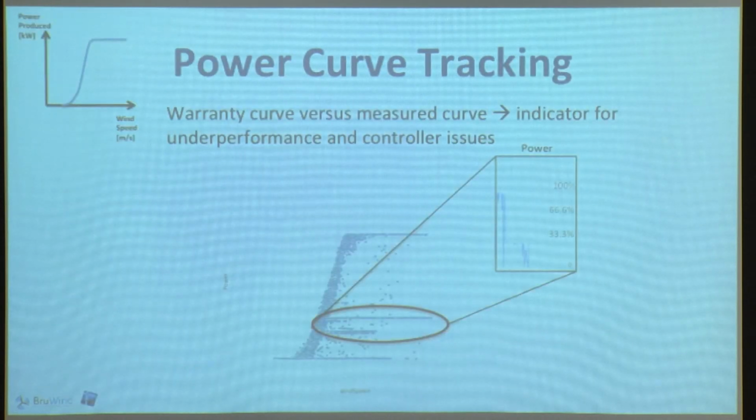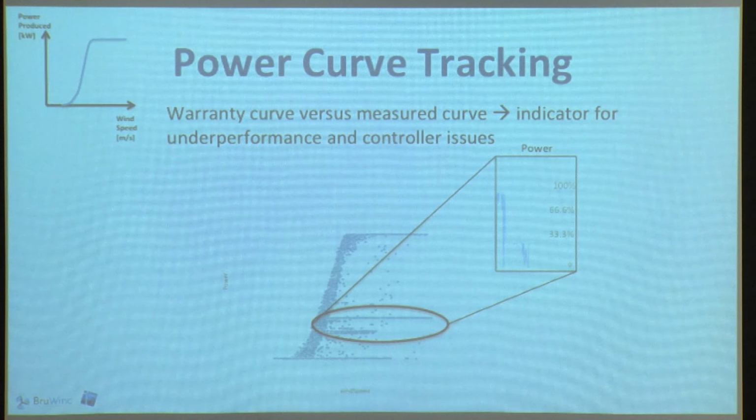You have a warranty curve, so the power curve that I introduced before, and you have reality. And what you try to do is keep track of how the turbine is behaving, and how close this is to what was promised. I have a nice example here.